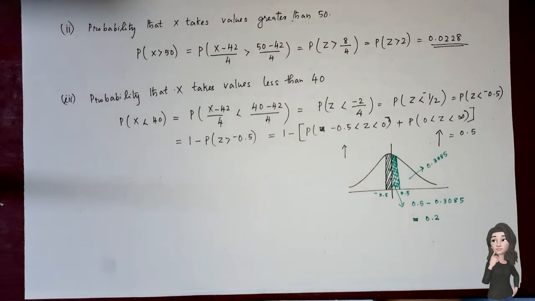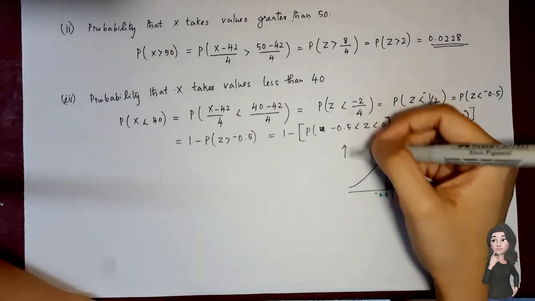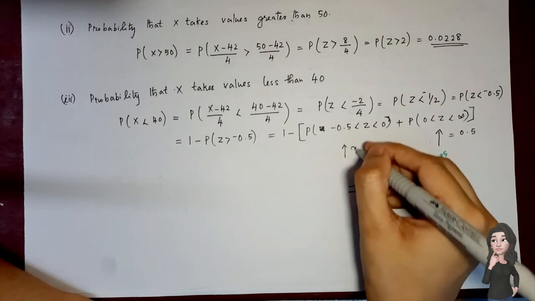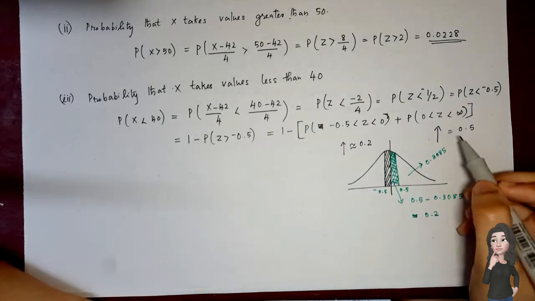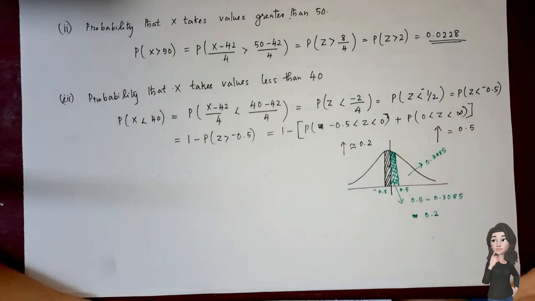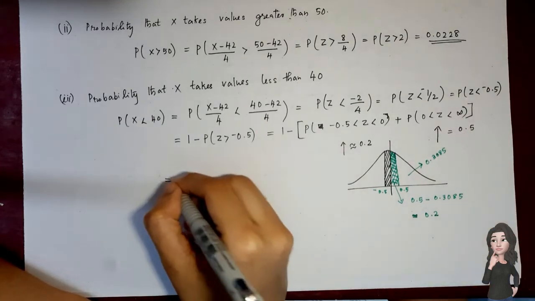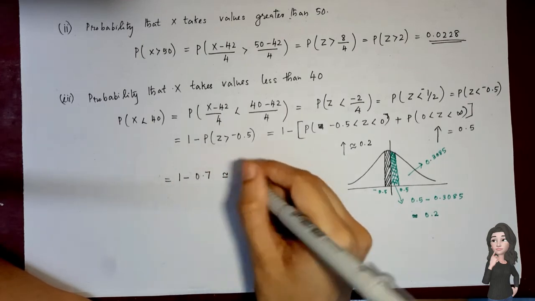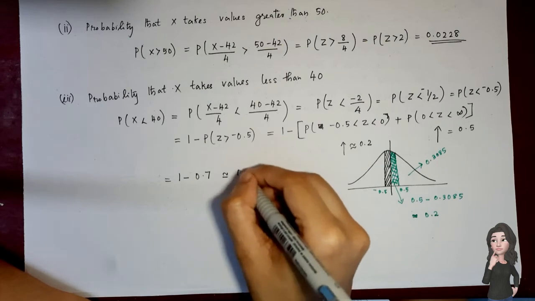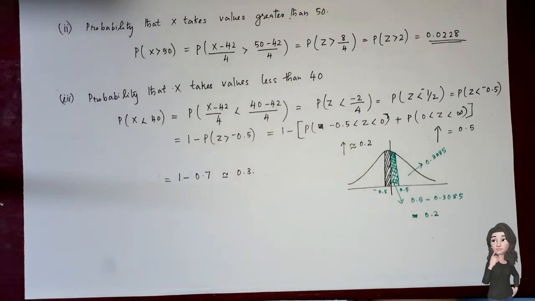So, this probability was something related to 0.2 and this is 0.5. Therefore, 1 minus 0.7 will yield us something that is equal to 0.3.